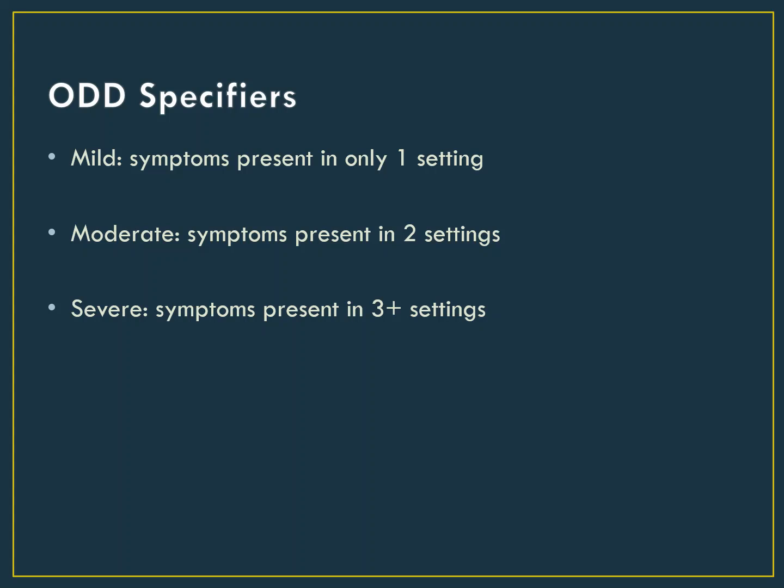We will also diagnose ODD with a specifier, which is determined solely based on the number of settings in which symptoms are present. If symptoms are only present at school and nowhere else, for example, it is mild. If symptoms are present only at school and home, but nowhere else, it's moderate. If symptoms are present in at least 3 settings, then it's severe.